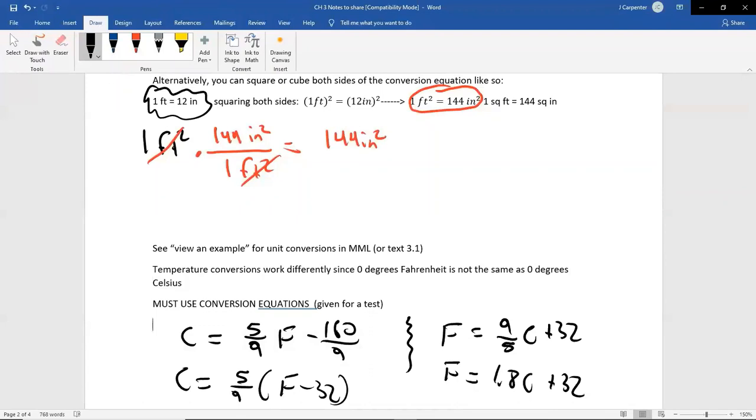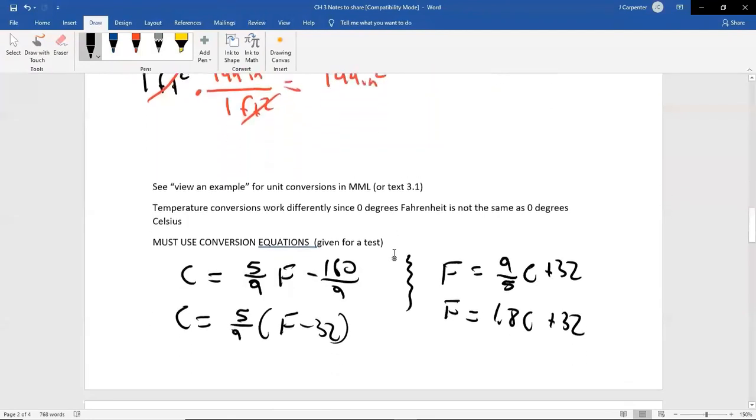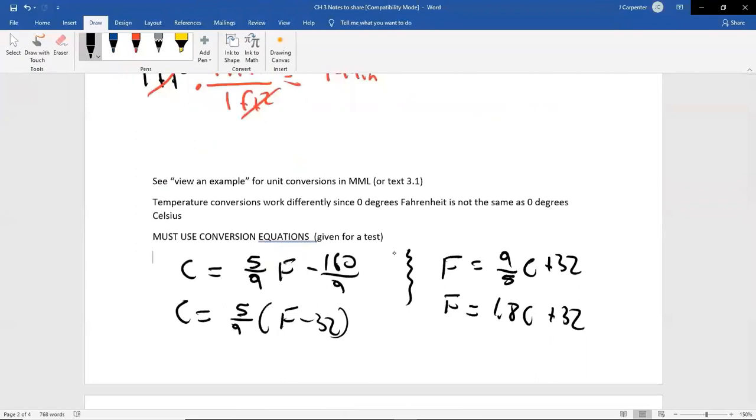9/5 is the same as 1.8. This bottom one is the same as the top one with the 5/9 distributed, because 5 times 32 is 160. Again, you don't have to memorize. I would give you only one of these on the test. It may be this one, it may be this one. So you have to understand your algebra with these. It's nothing too crazy though.